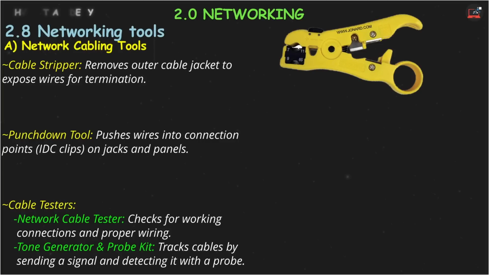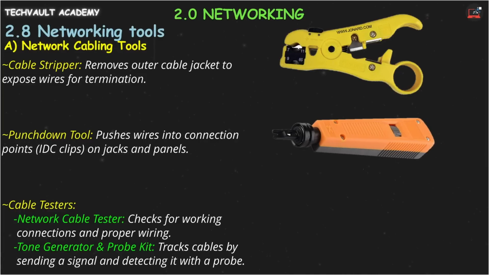This tool carefully removes a portion of the outer cable jacket to expose the individual wires within, preparing them for termination. Punch-down tool, the wire connector. This tool precisely pushes individual wires into designated slots, IDC clips, on RJ45 jacks and patch panels, establishing secure connections.